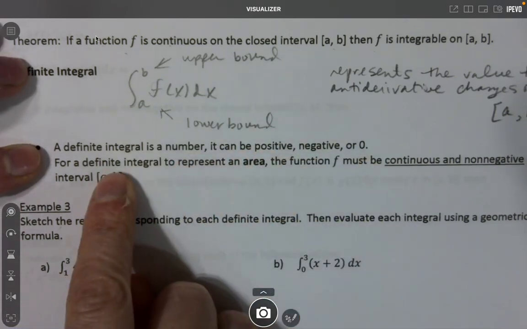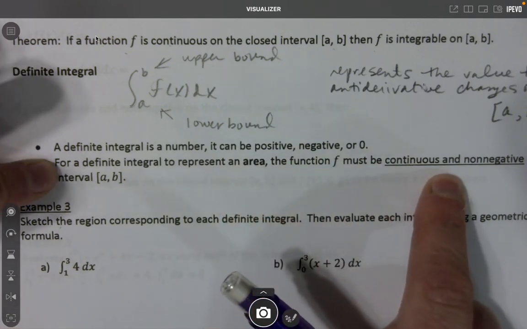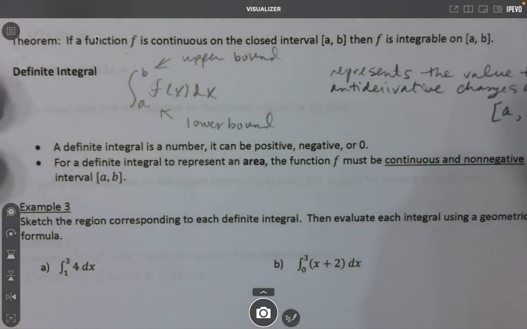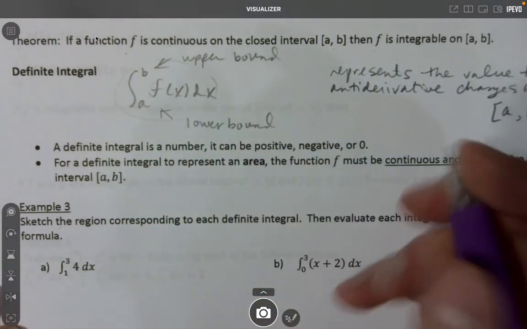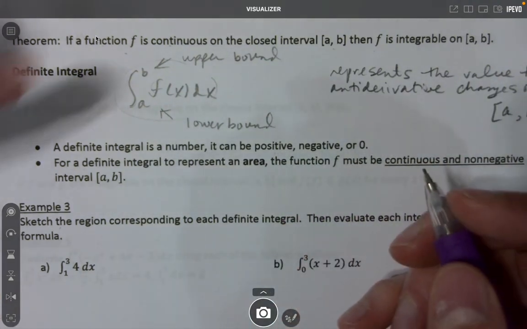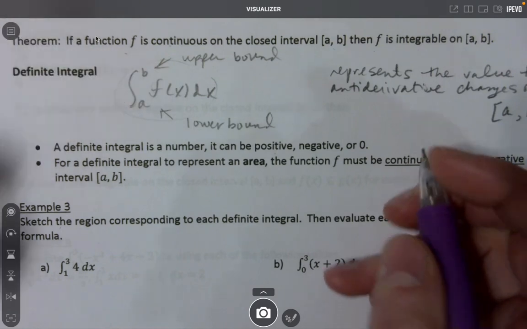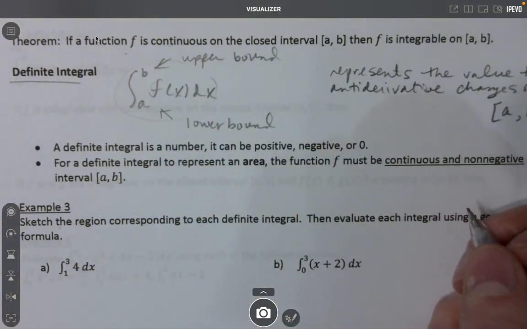For a definite integral to represent an area, it needs to be continuous and non-negative. If it's an area specifically, if they say find the area, then we can't have negatives. If they're just saying find the integral, then it could be positive, negative, or 0. So sometimes this is area, and sometimes it's just the integral, but this is a definite integral, and also sometimes an area as long as it's not negative.